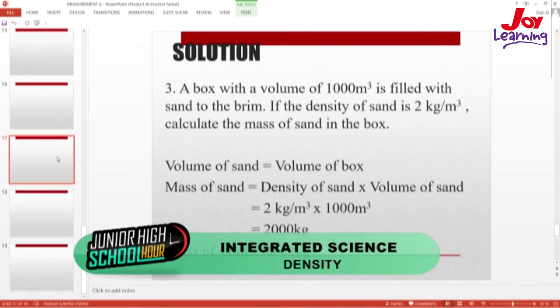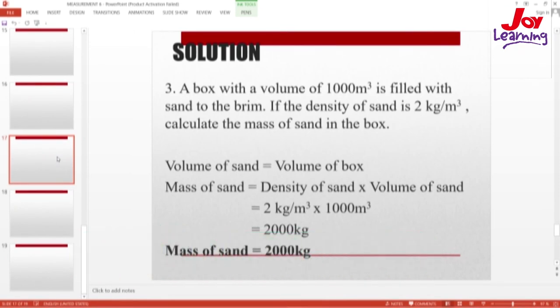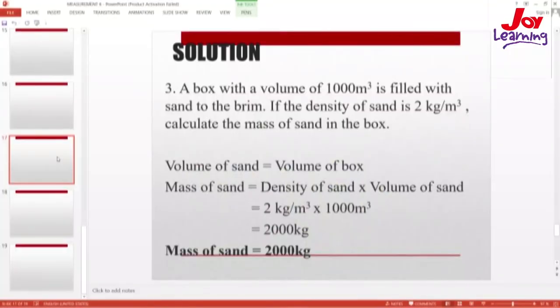So density of sand multiplied by volume of sand will be 2 kilograms per cubic meter times 1,000 cubic meters. So 2 times 1,000 will give us 2,000. And since the cubic meters will cancel out, the unit will be kilograms. So the mass of sand will be 2,000 kilograms.